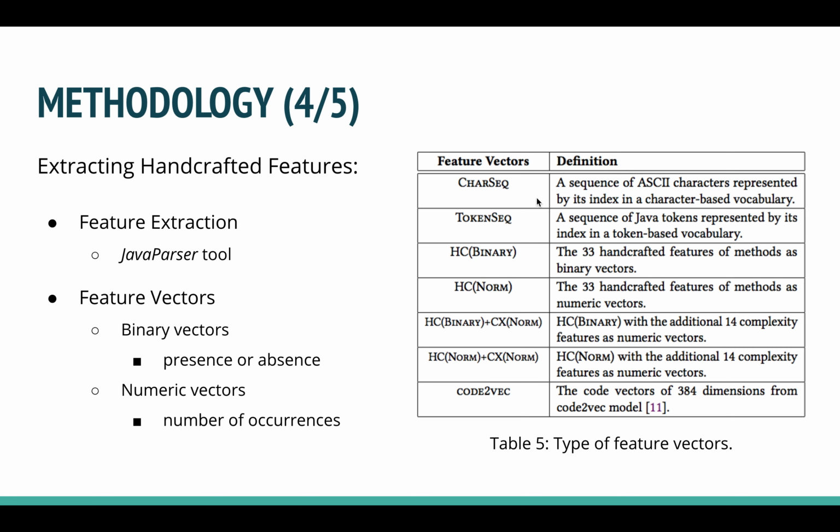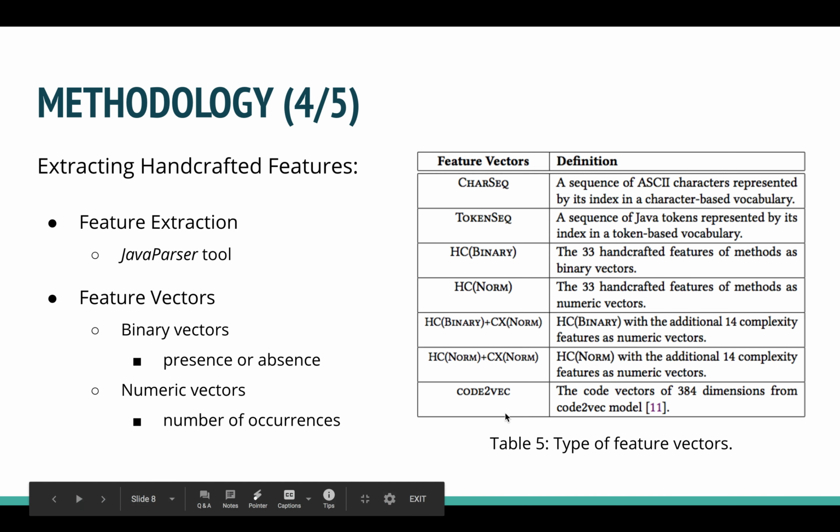And we also extract 2 baseline vectors such as char sequence and token sequence, and one state-of-the-art feature vector such as code2vec. The char sequence is a sequence of ASCII characters represented by its index in a character-based vocabulary, and the token sequence is a sequence of Java tokens represented by its index in a token-based vocabulary. And for code2vec, we save the code2vec embeddings, that is a code vector of 384 dimensions from the code2vec model for each program.